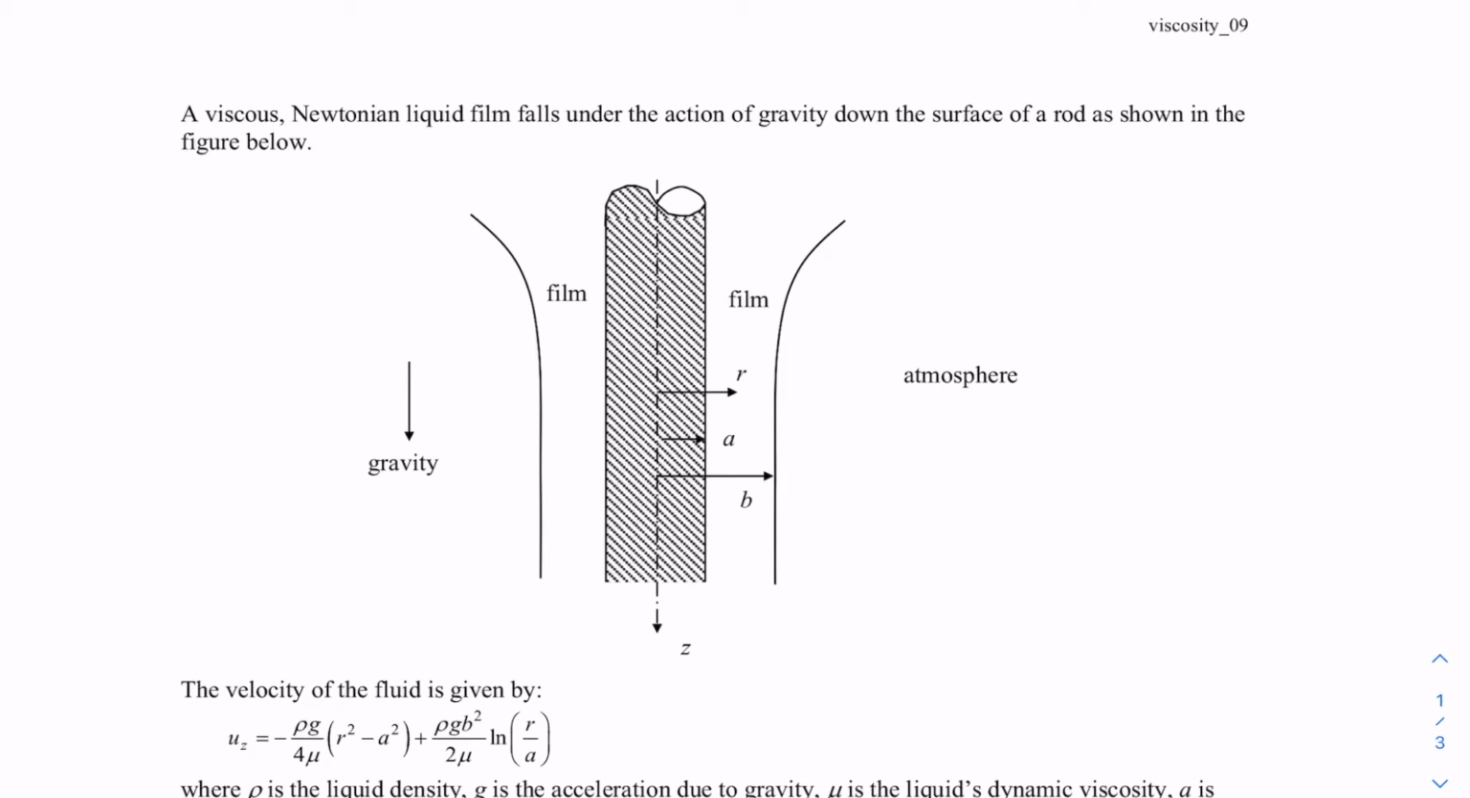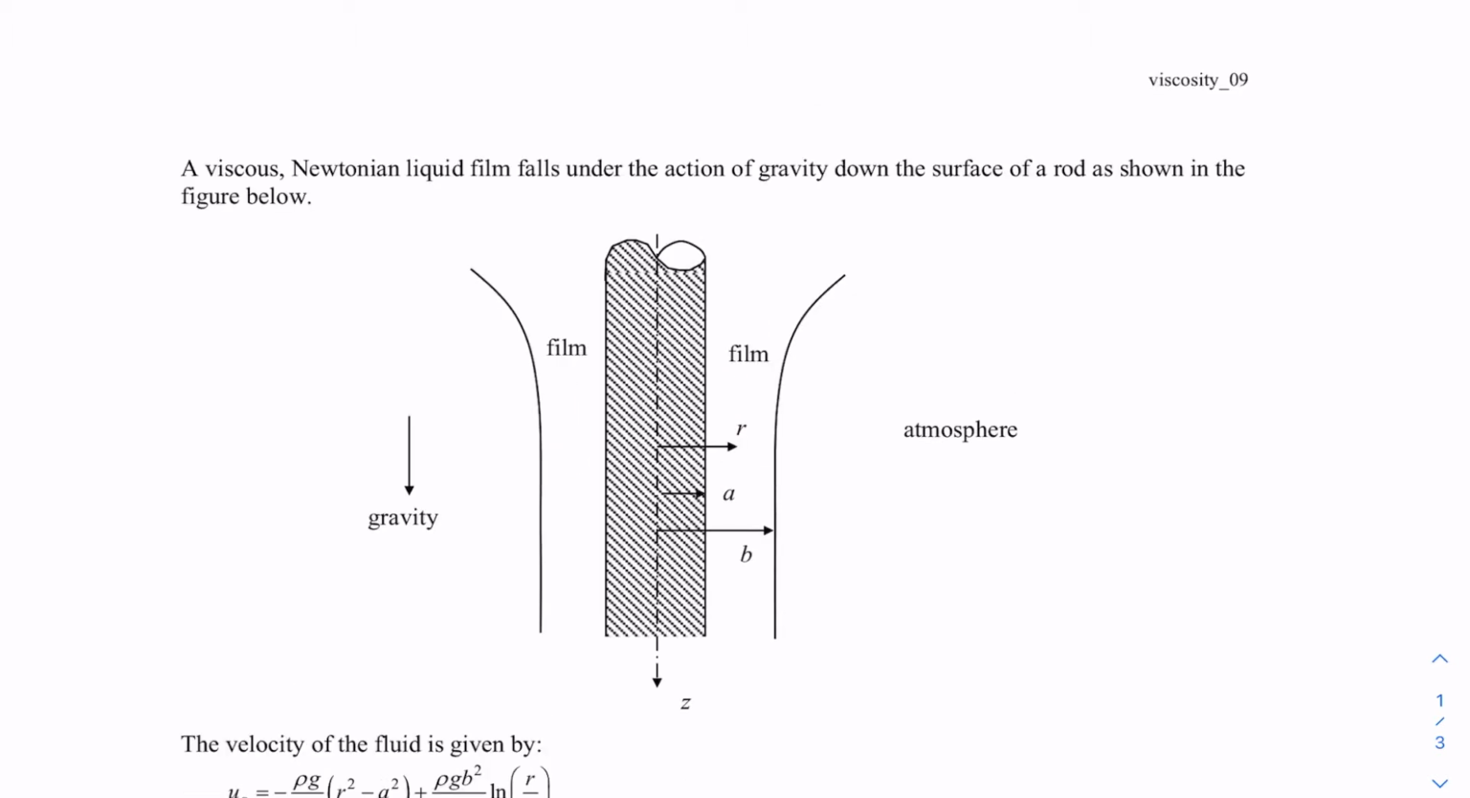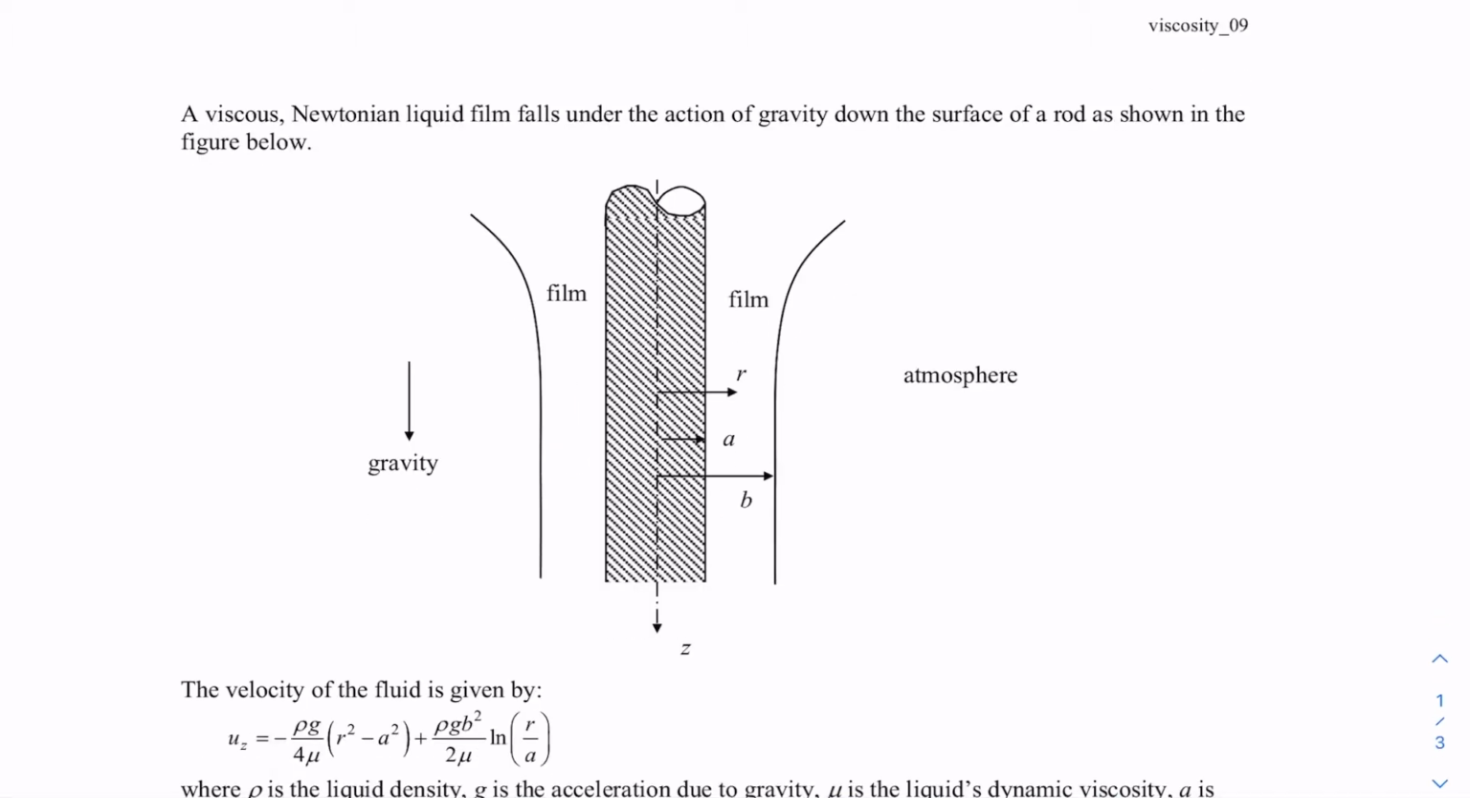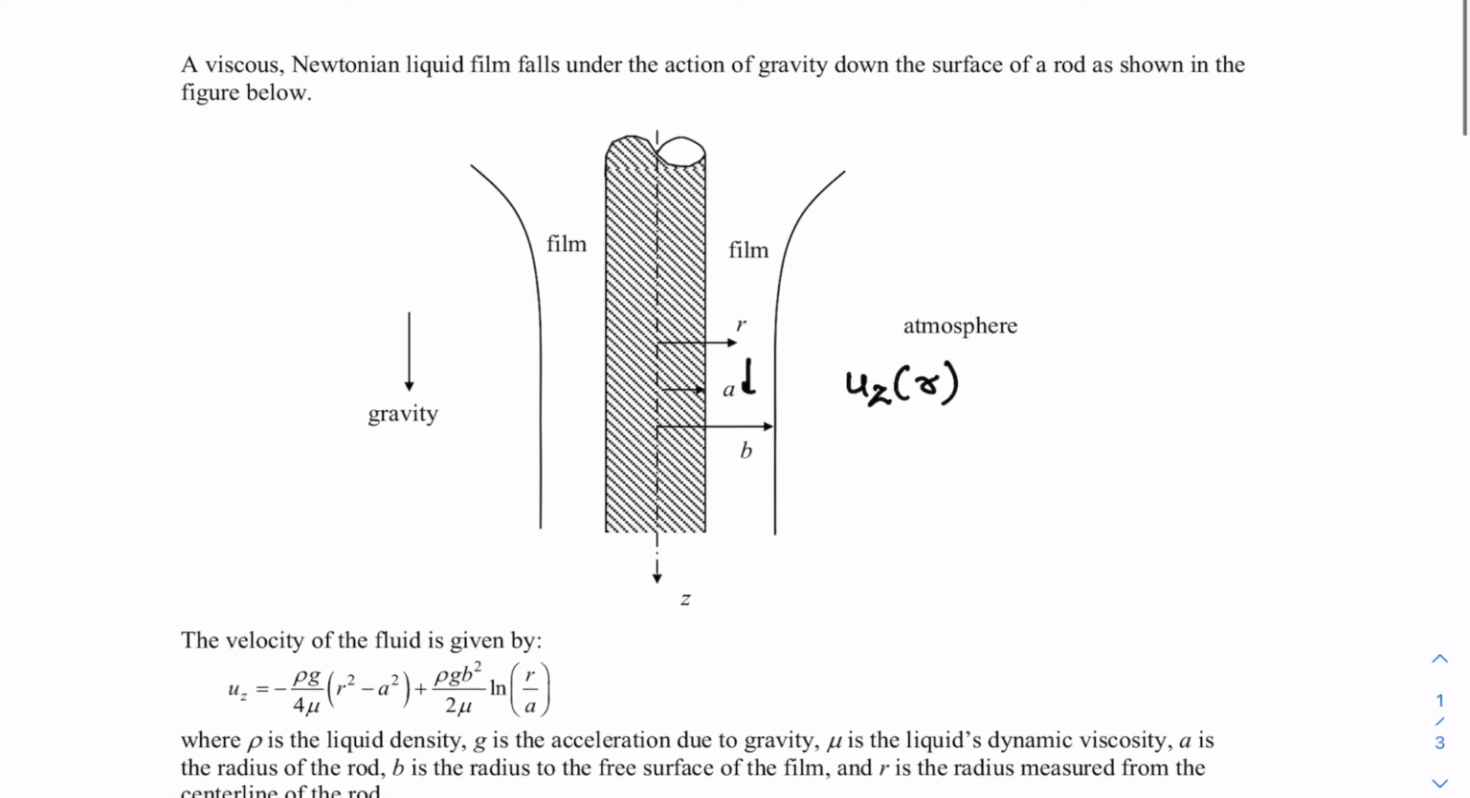In this problem, you are given a viscous Newtonian liquid film surrounding this circular cylinder. It is falling downward under the action of gravity, as shown in the figure. We are also given the velocity profile inside this film by this equation. The velocity inside this film is in the z direction, so basically the velocity here is uz, and it is a function of the radial distance r.